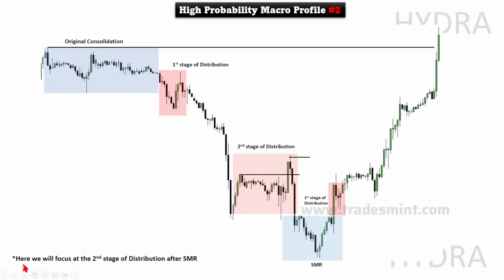We are focusing inside the second stage of distribution that comes with 2 rules. It will have to form near to the previous second stage of distribution, plus it will have to have a stop hunt. Without a stop hunt, our second stage of distribution is not a high probability condition. So do you guys see a second stage of distribution here near to this old second stage of distribution? Do you guys see a stop hunt?